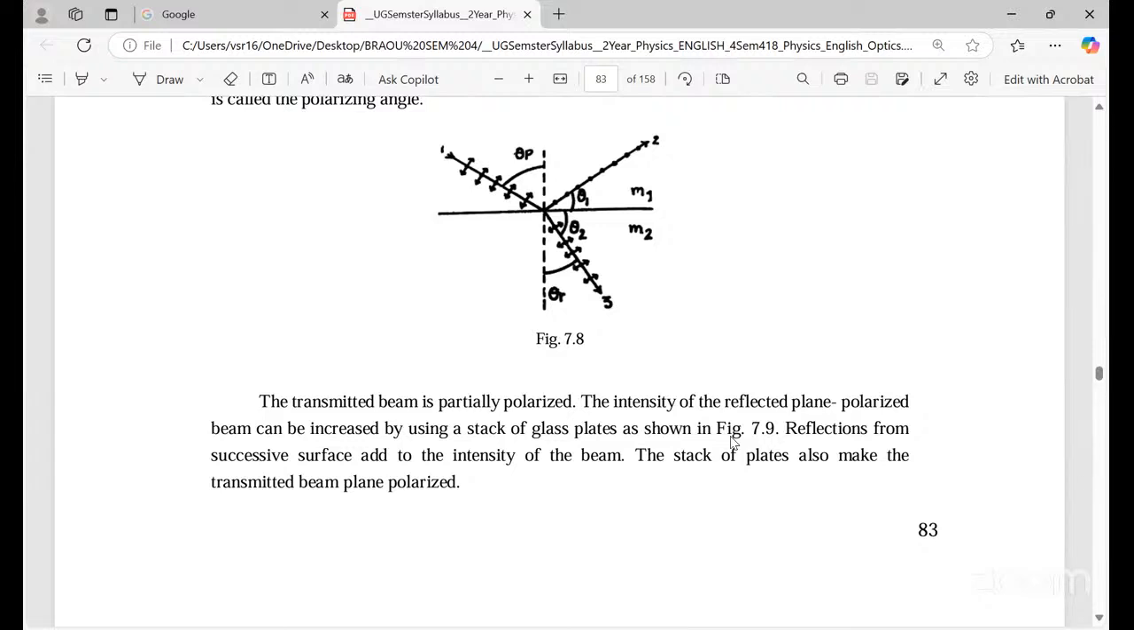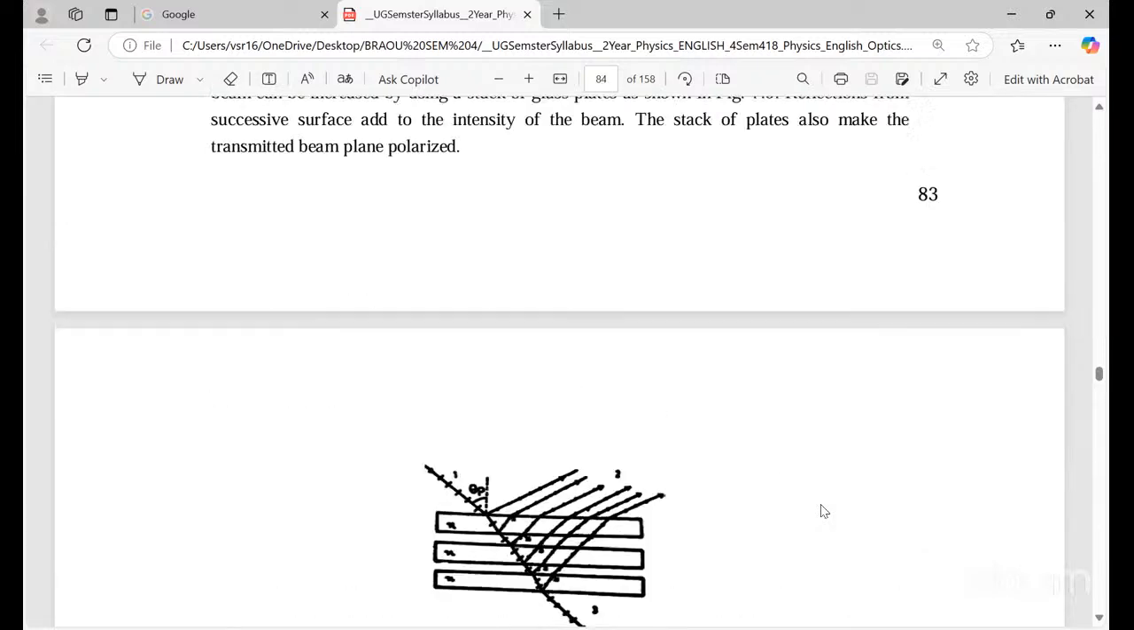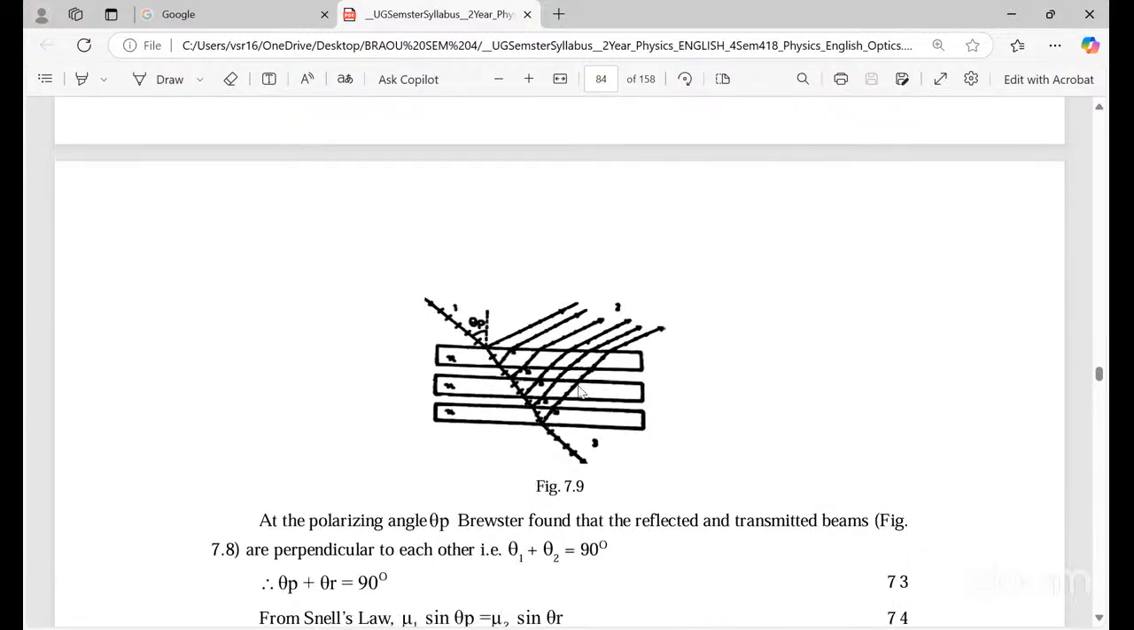The intensity of the reflected plane polarized beam can be increased by using a stack of glass plates, and the reflections at successive surfaces add to the intensity. So this is the case.